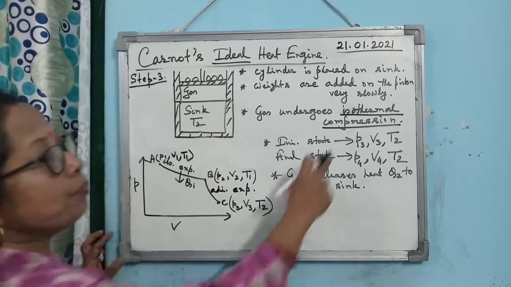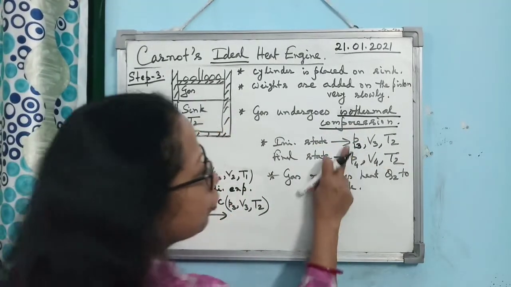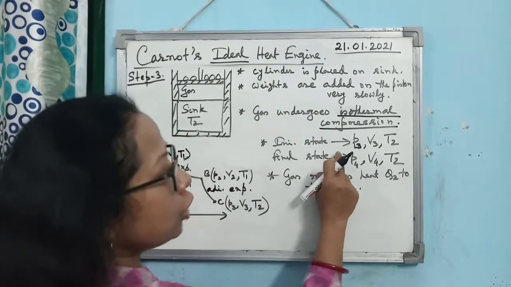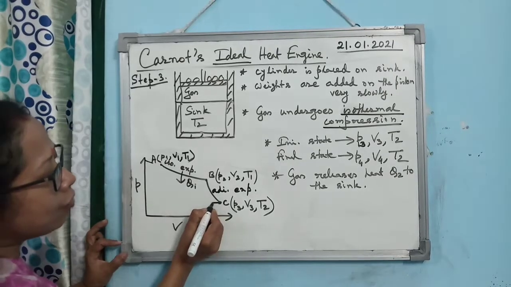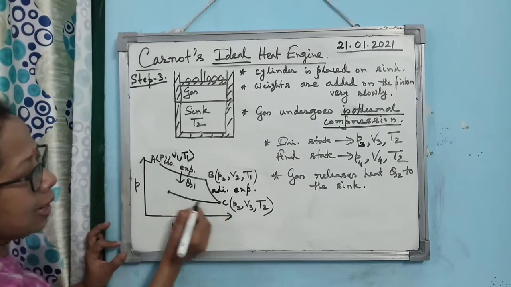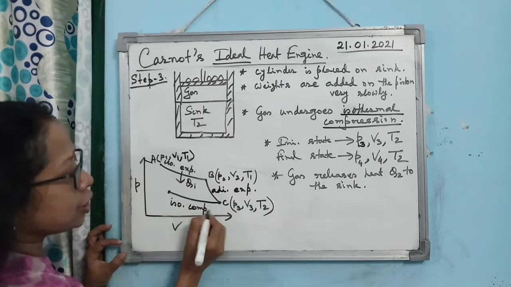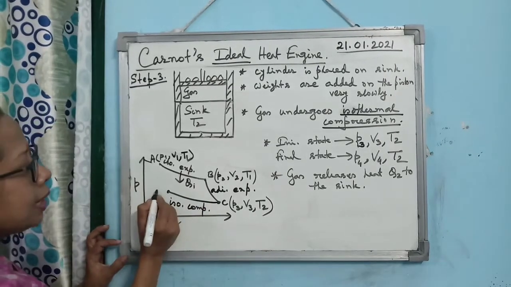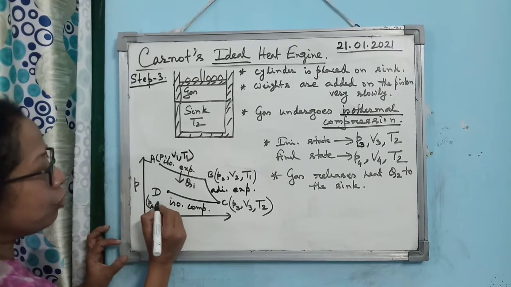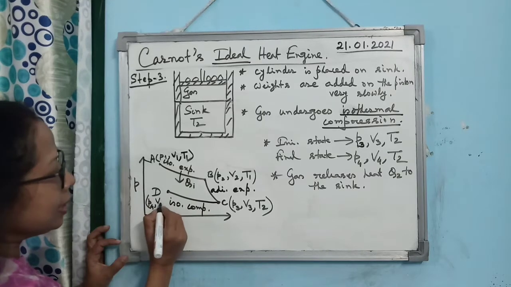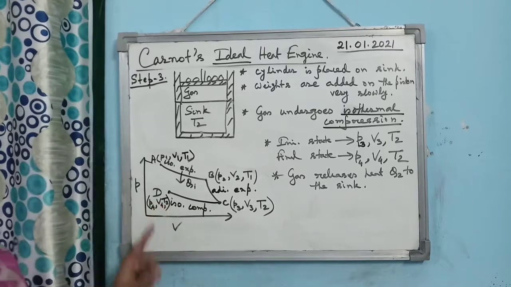Alright, now the weights are added, which means pressure will increase from P3 to P4, volume will decrease from V3 to V4. So if you draw the graph in there, it will be like this. It is undergoing isothermal compression. Alright, and what is the final state here? Pressure increases to P4, volume decreases to V4, but the temperature remains constant at T2.